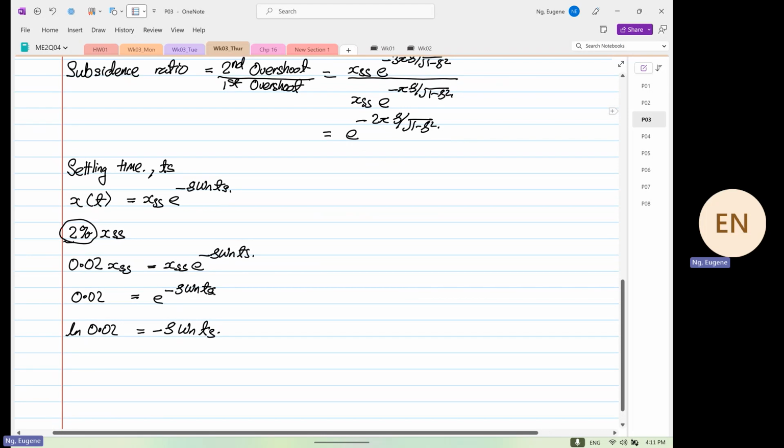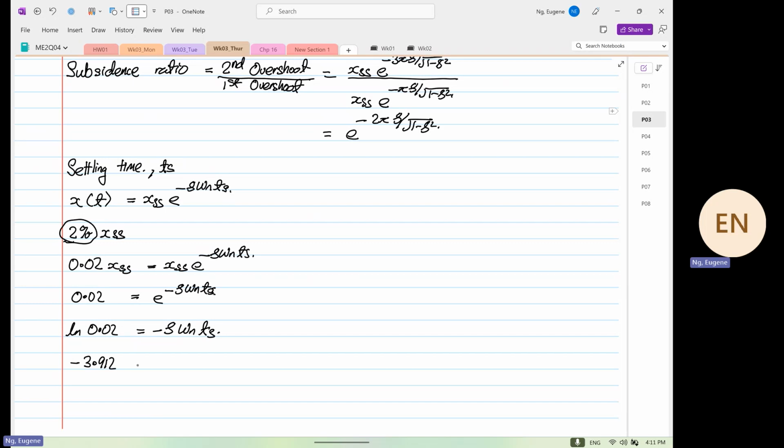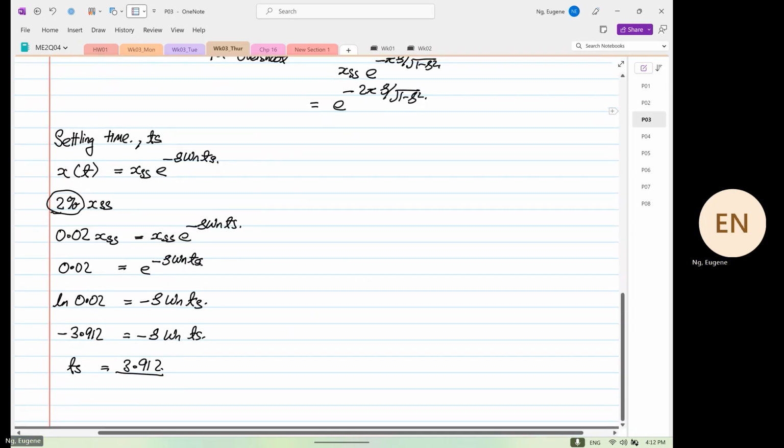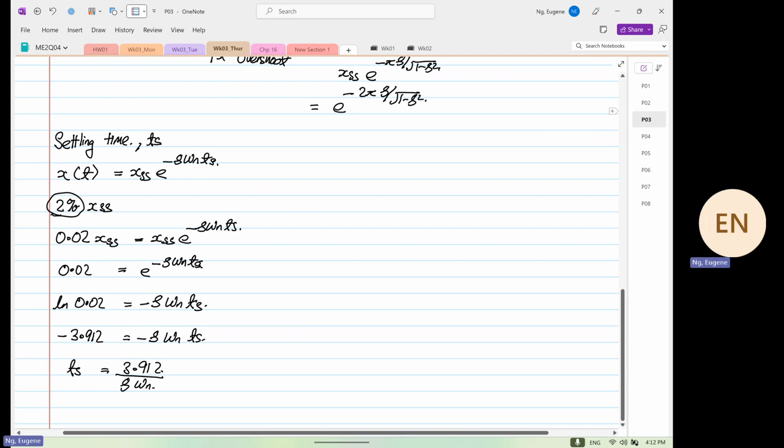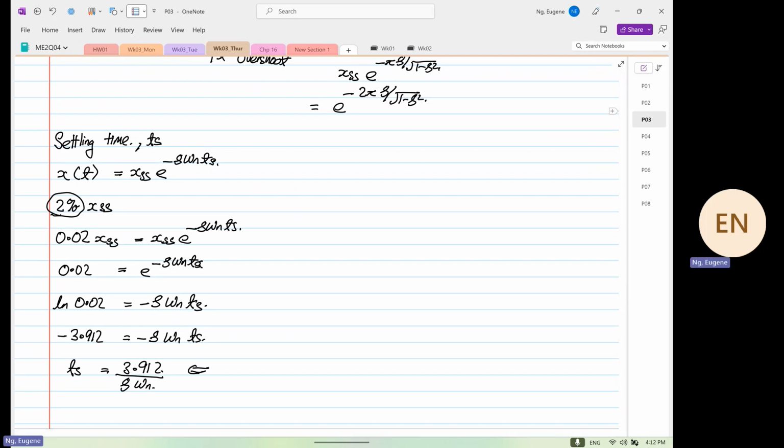So natural log of 0.02 is minus 3.912. This is equal to minus zeta omega n ts. So ts is equal to what? 3.912 divided by zeta omega n. So for this stage, this is settling time, 2% xss.